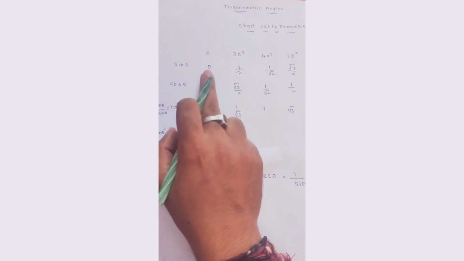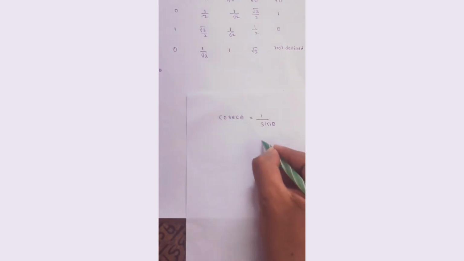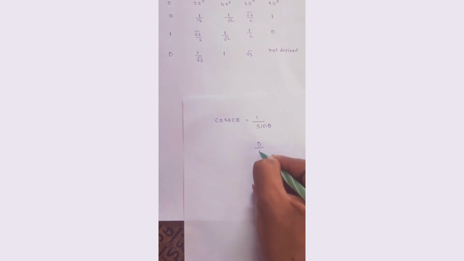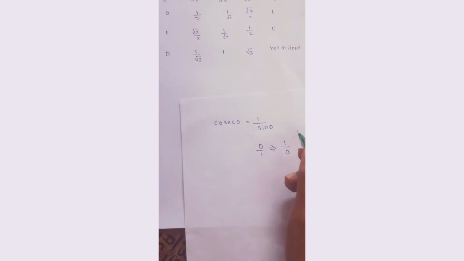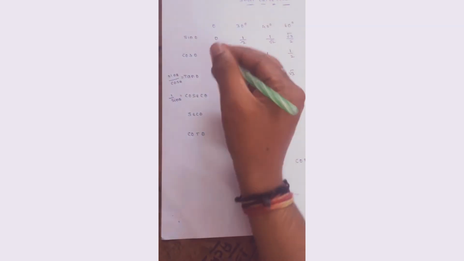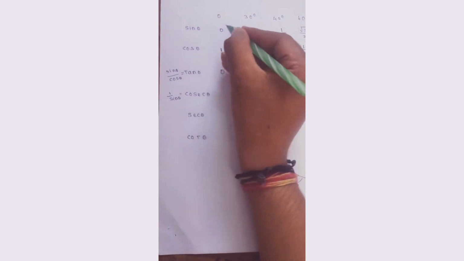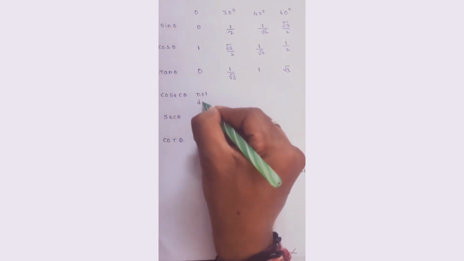You need to take the reciprocal of this value. 0 is there, and in the denominator nothing is there, so we need to take it as 1. So 0 by 1. You are reciprocating this value as 1 by 0. 1 by 0 cannot be counted, so this is not defined. Same thing I am writing: 1 by 0 is nothing but not defined.